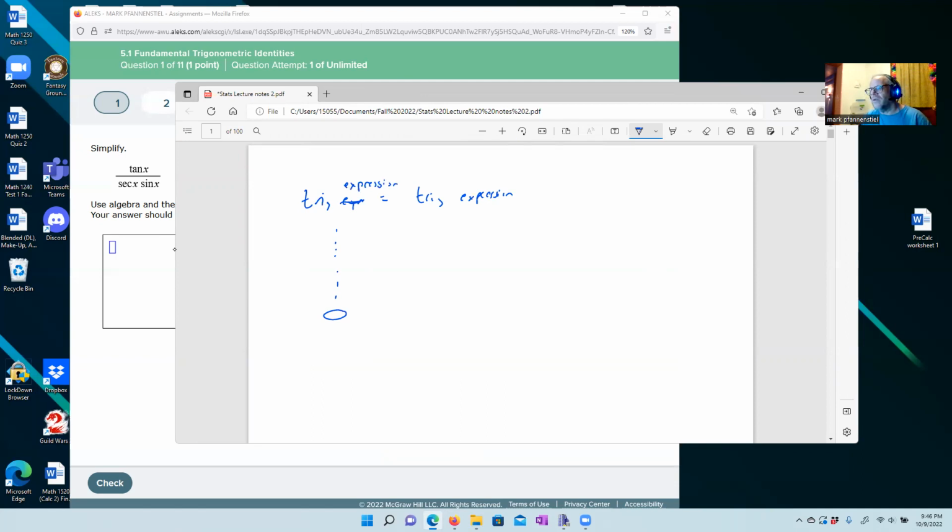And you're going to do things to this expression like add 0 and multiply by 1. Use various different ways of expressing trig functions to get down to what you want. These are not equations, okay? You're not allowed to set them equal and then solve.